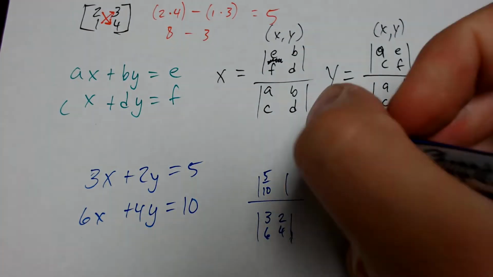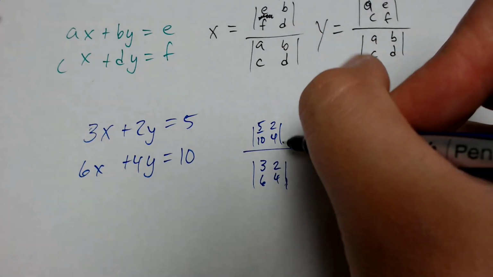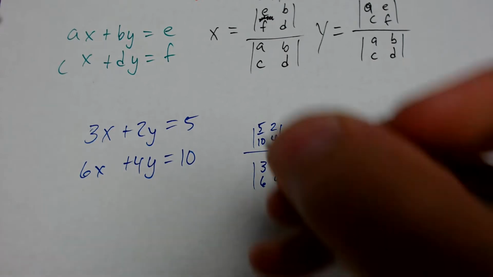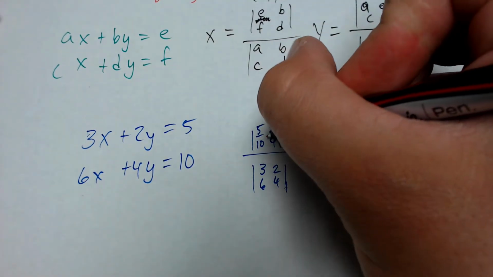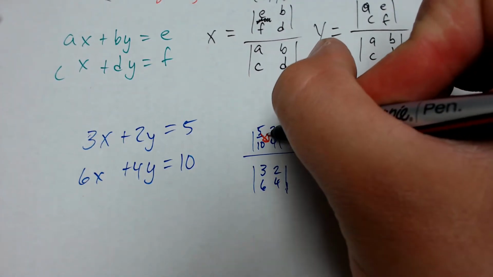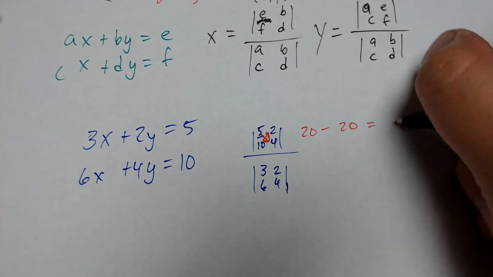And then the y terms will be 2 and 4. So the solution for x is going to be the determinant of these two matrices divided by each other. So again, to determine the matrix 5, 10, 2, 4, I cross multiply. 5 times 10 is going to give me 20 minus 10 times 2, which is going to give me 20. So that's going to be 0.